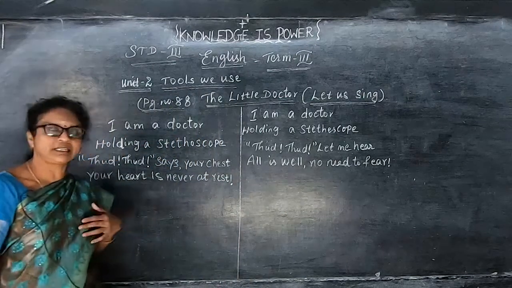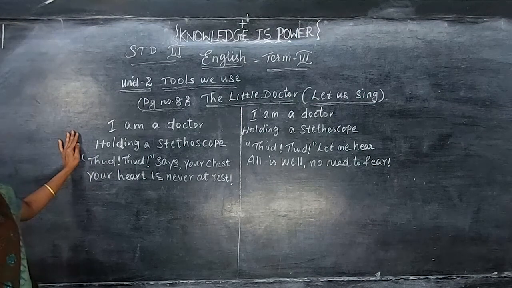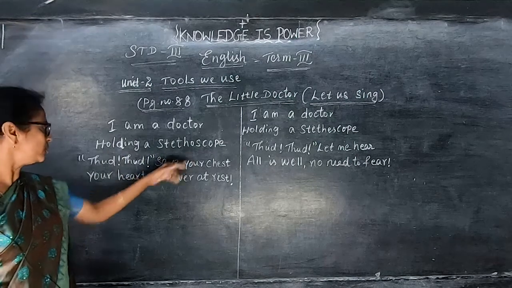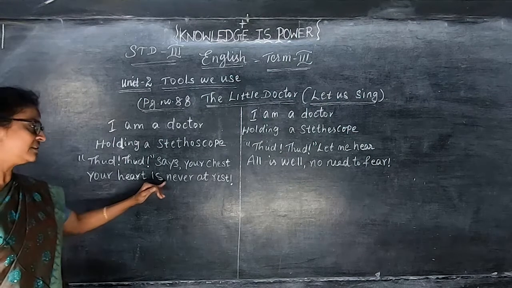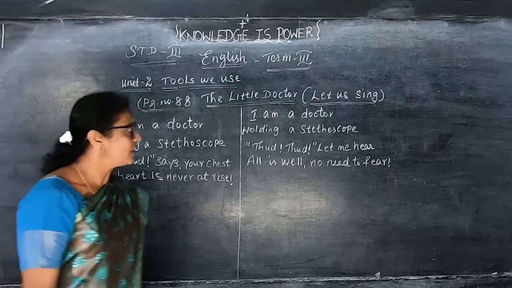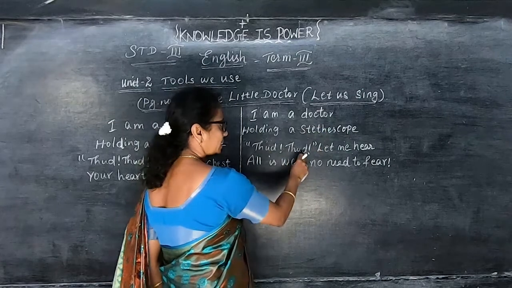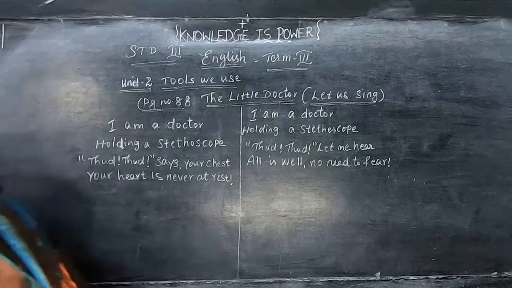So these are the 8 lines you have to memorize in the poem. This is the poem about the doctor. First line, I am a doctor holding a stethoscope. Thud thud says your chest. Your heart is never at rest. Again, I am a doctor holding a stethoscope. Thud thud, let me hear. All is well, no need to fear.